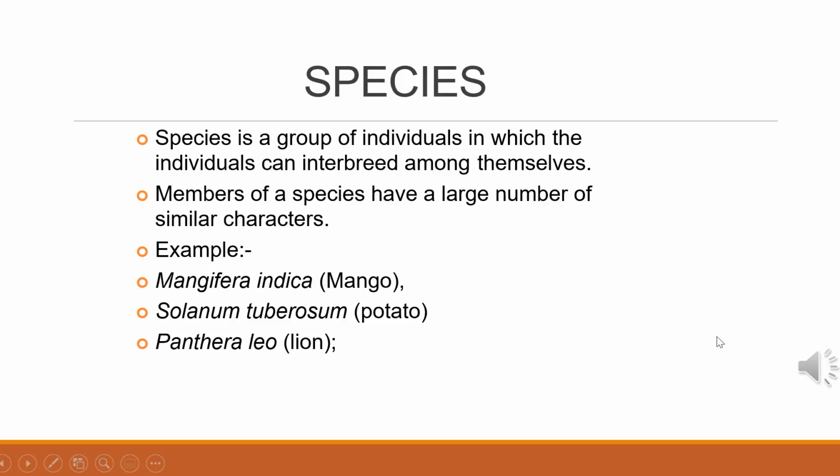Species is the lowest group of the basic taxonomic category, which consists of one or more natural populations of individuals that resemble one another more closely than individuals of other species, interbreed freely, have a distinct genetic setup, and are reproductively isolated from others. For example, Panthera leo, Mangifera indica, Solanum tuberosum. So, a species is a group of individuals in which the individuals can interbreed among themselves. Members of a species have a large number of similar characteristics.